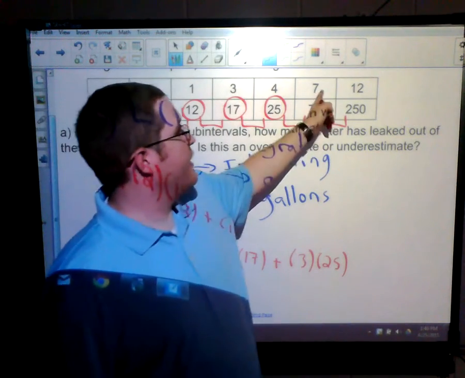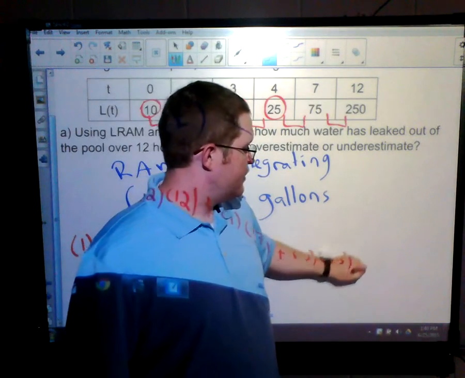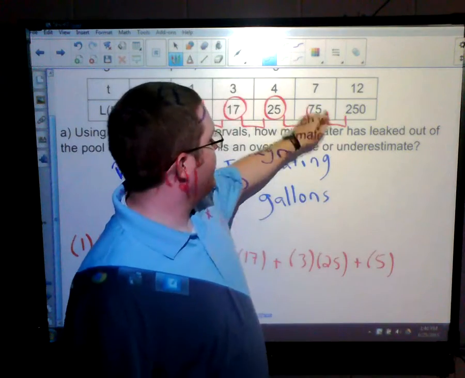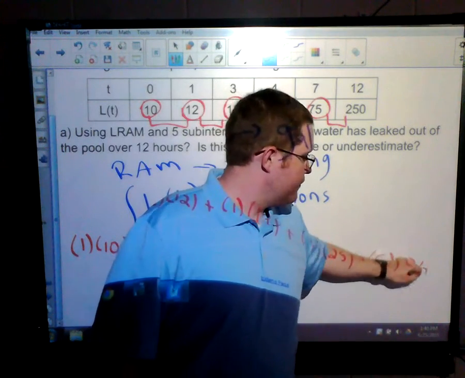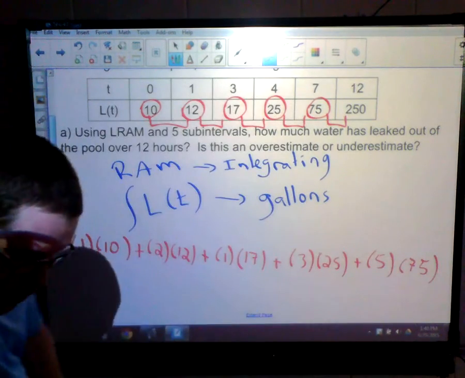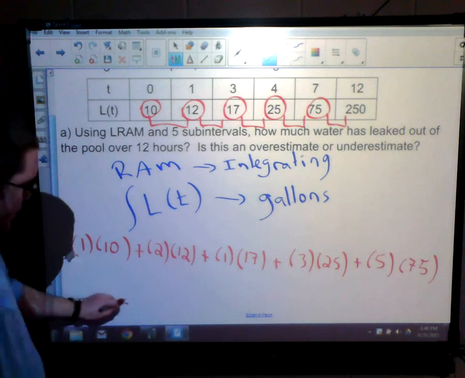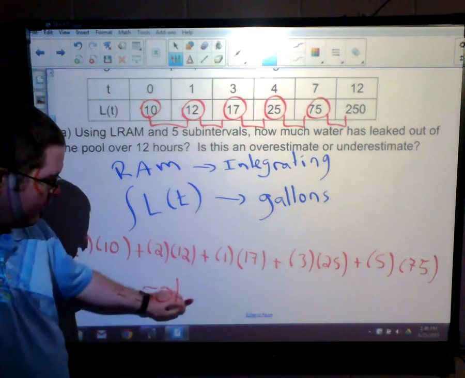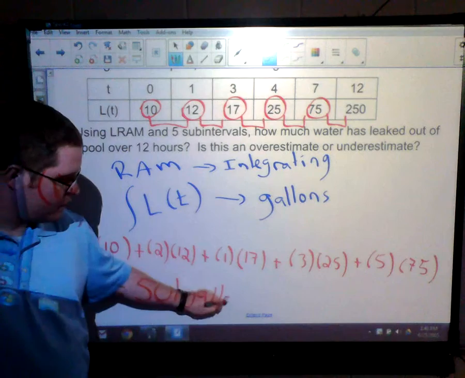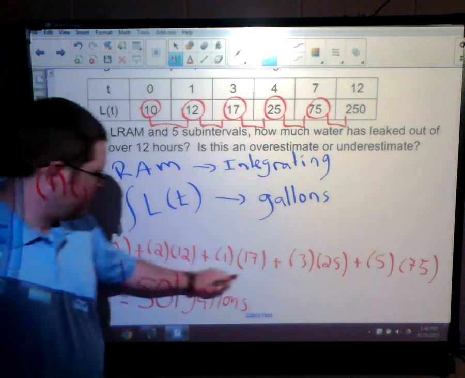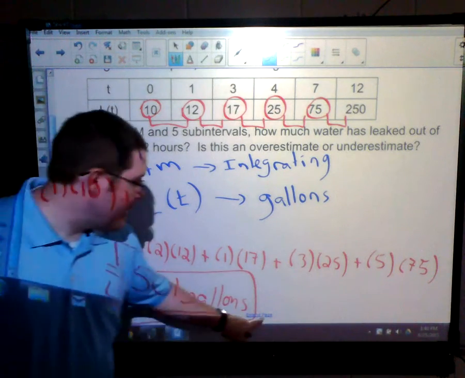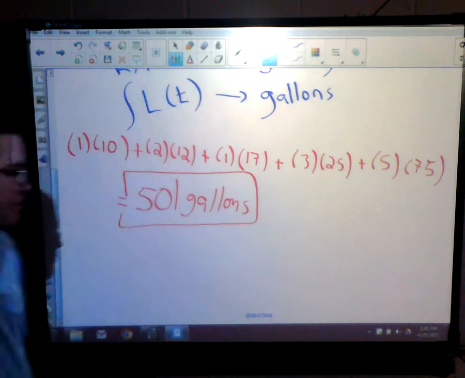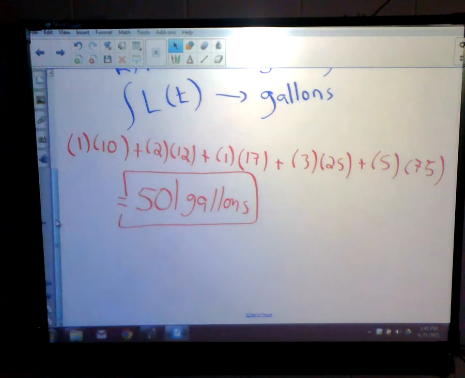And the fifth rectangle is 5 across and a left side of 75. You can use your calculator to add all those up, and you're going to get 501 gallons. Okay? That's the major part of this problem. But let me ask you, is this an overestimation or an underestimation?